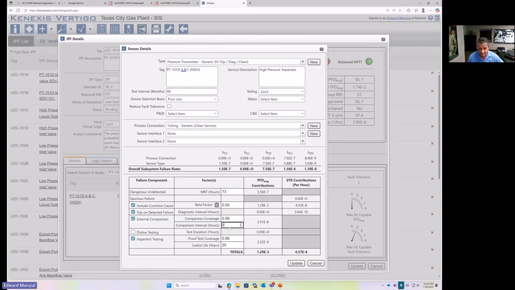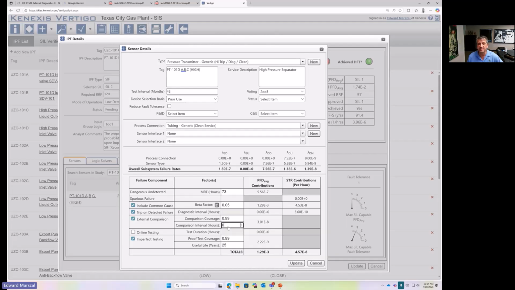Question from David. Hey, so on that external comparison, are you assuming with that external comparison that there's a manual intervention from an operator, or is this accounting for automatic interaction? Like, somehow you had some type of alarm or trip or some sort of action associated with it.